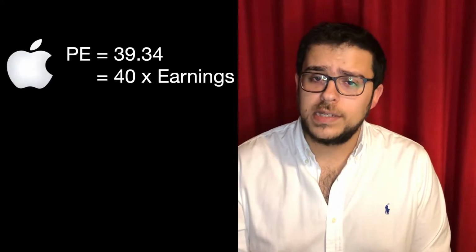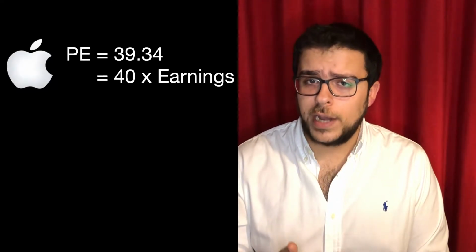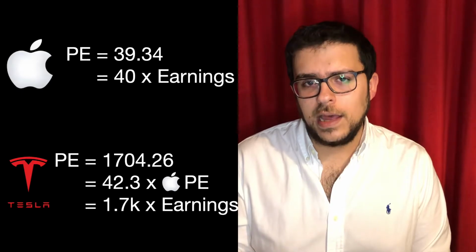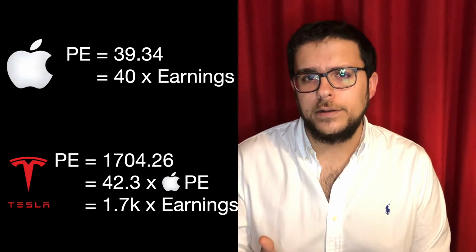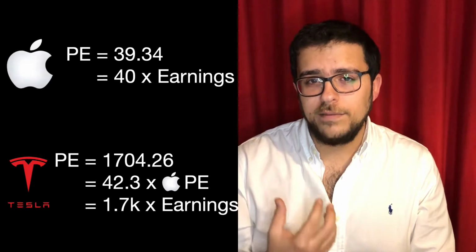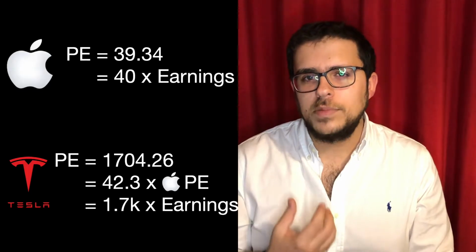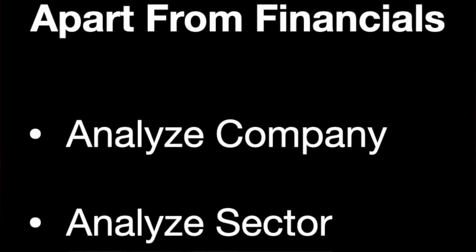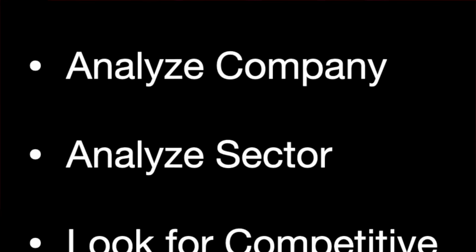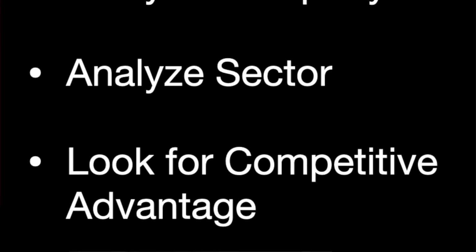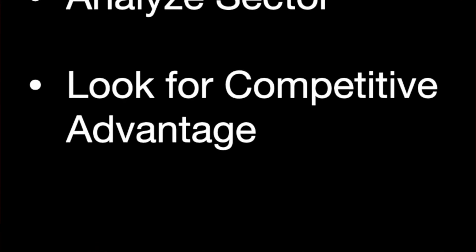But even when looking at the PE ratio within the S&P 500, you can find huge discrepancies. For example, Apple is currently trading at a PE ratio of 39. In contrast, Tesla has a PE ratio of 1700. This means that investors believe that Tesla has 40 times the revenue potential of Apple. In order to gain a complete understanding of a company, you need to look into the company itself, the sector it operates in, and evaluate the degree to which it has a competitive advantage over other competitors in the same industry.